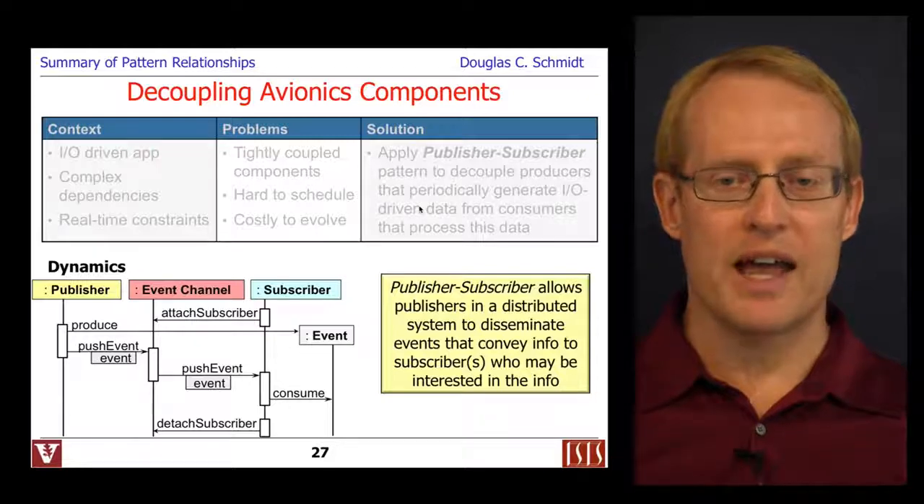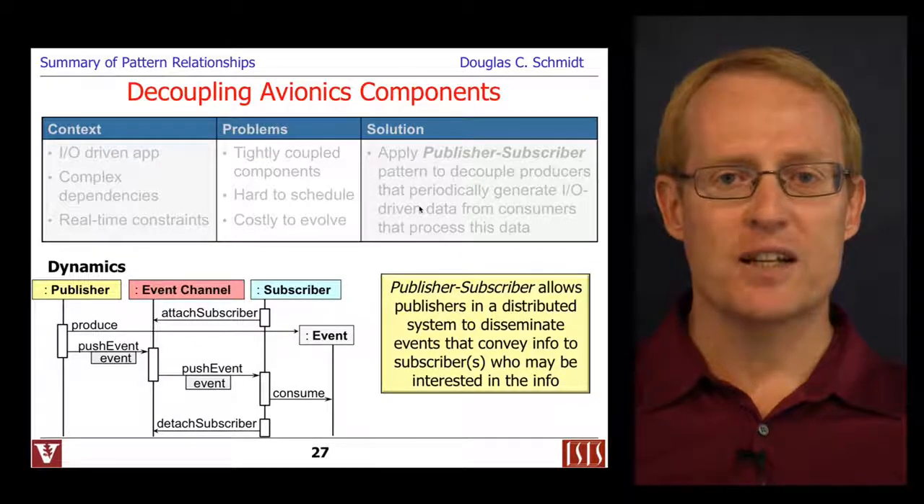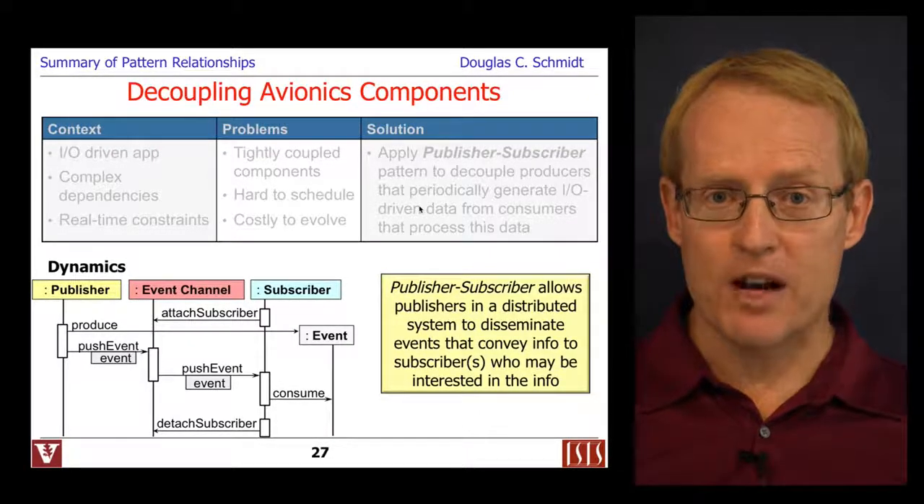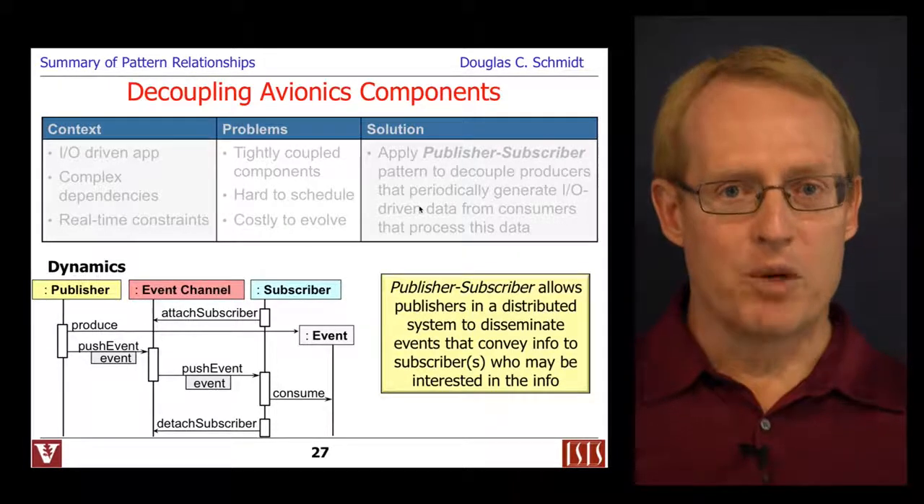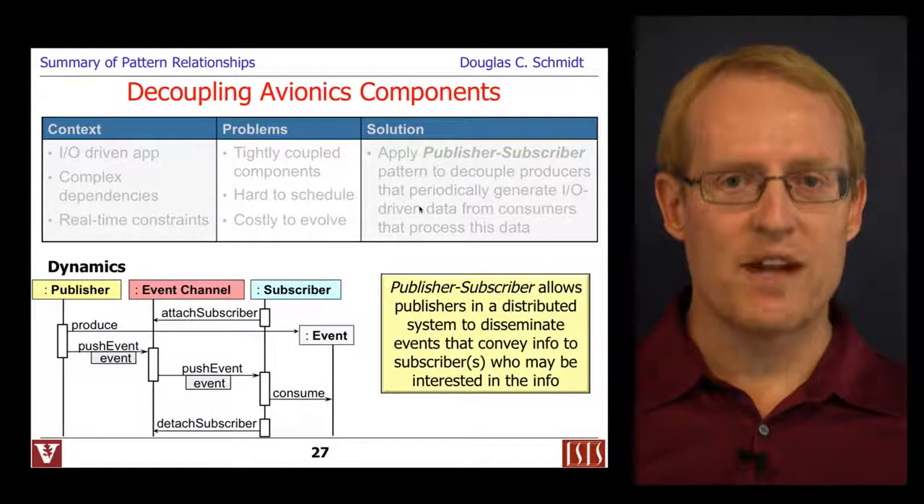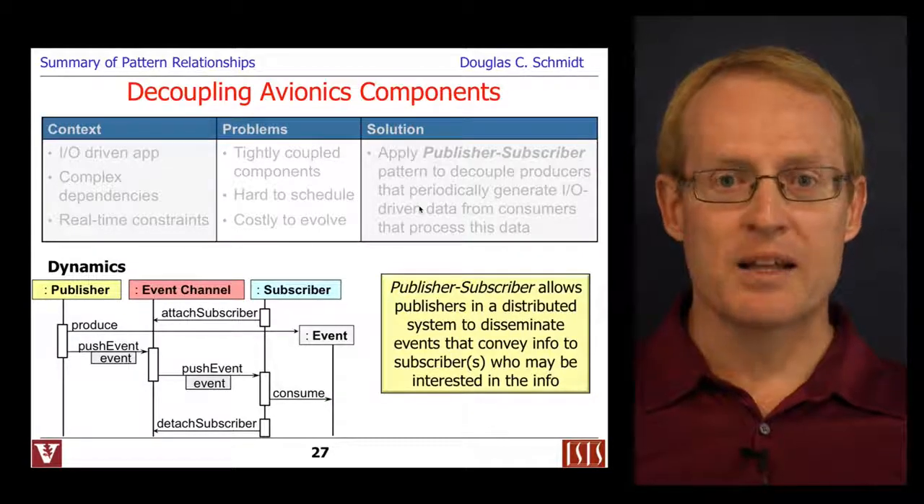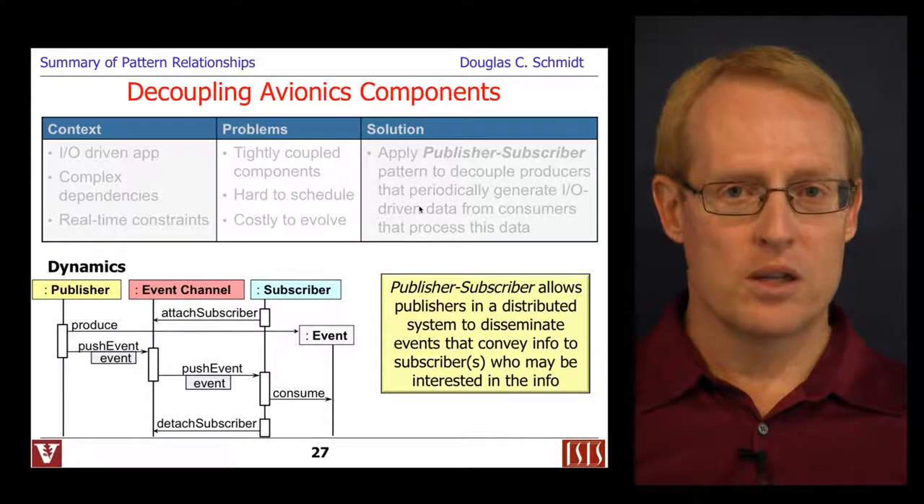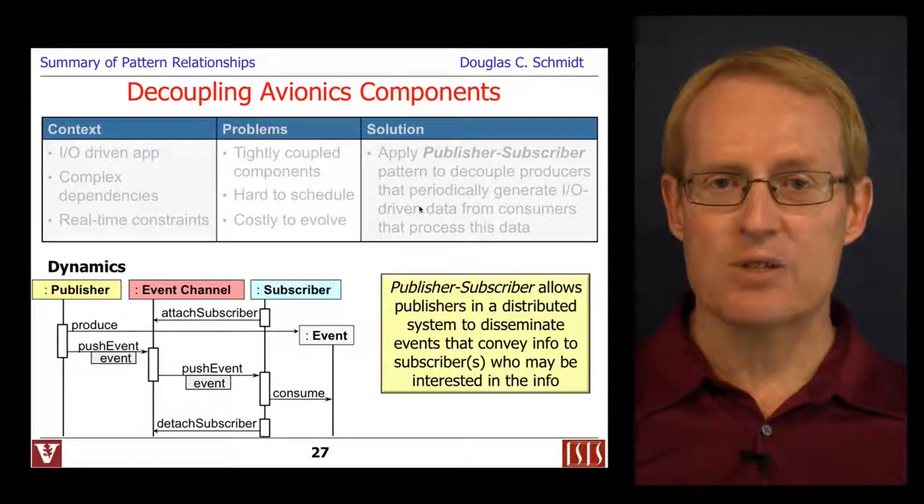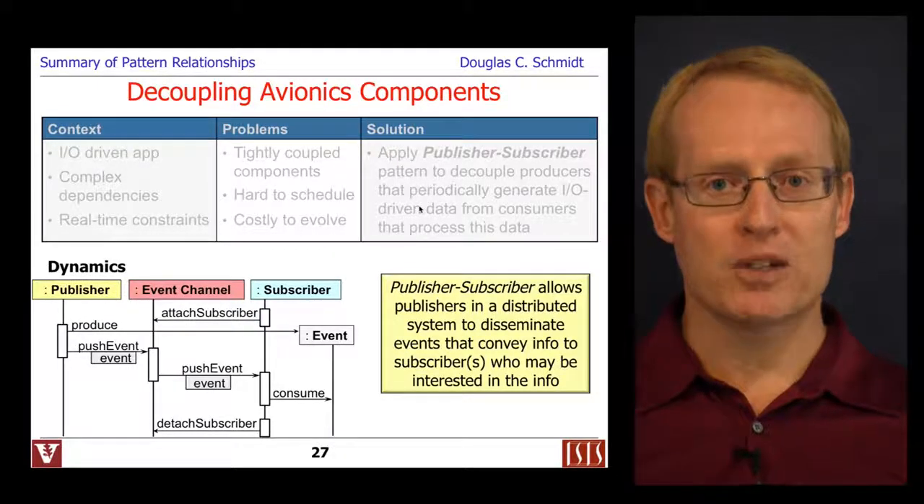Subscribers will come along and attach themselves to the event channel, indicating what event types they're interested in. And when the publishers produce the events, they go to the channel, and the channel is responsible for disseminating them on to the subscribers that have indicated an interest in that particular type or types of events.